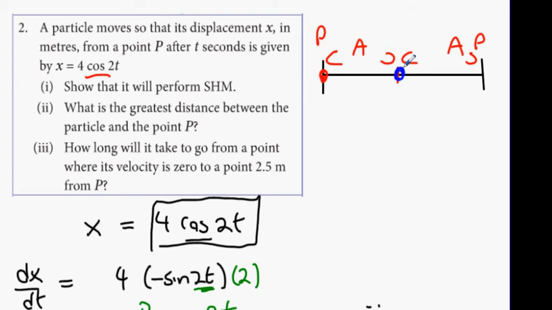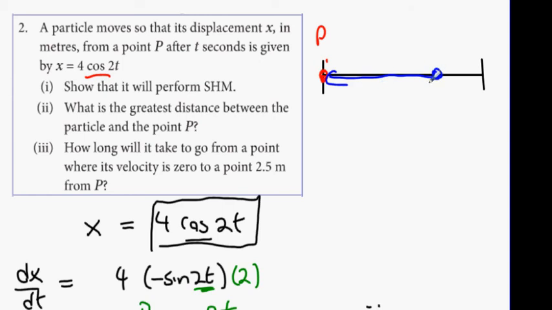So I'm just going to reread that. Greatest distance between the particle and the point P. Particle moves to displacement x in meters from point P after t seconds is given by this. You don't. This one here is just talking about one direction only. So it's talking about how far you get away from P, and then how far you come back in towards it. So in a case like this, it's going to be the amplitude of 4 meters.